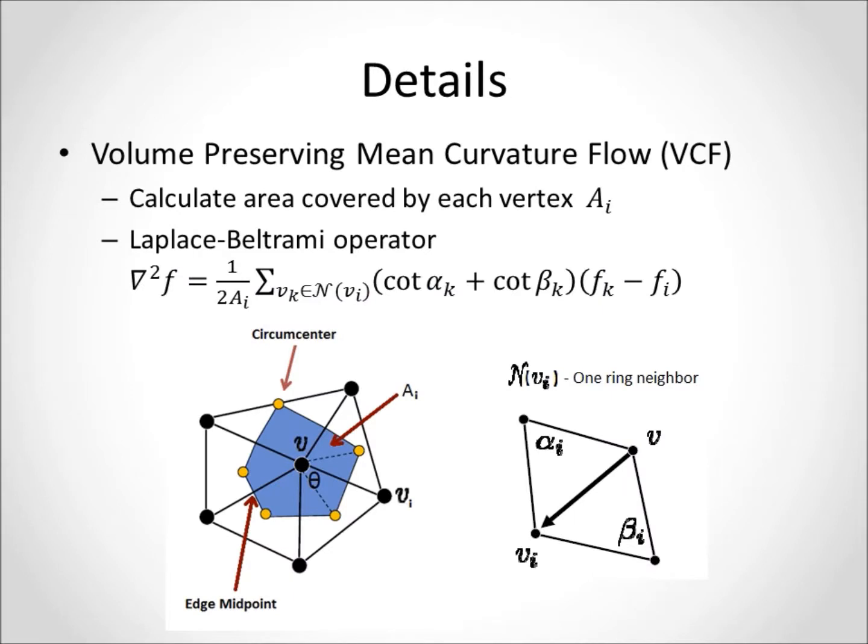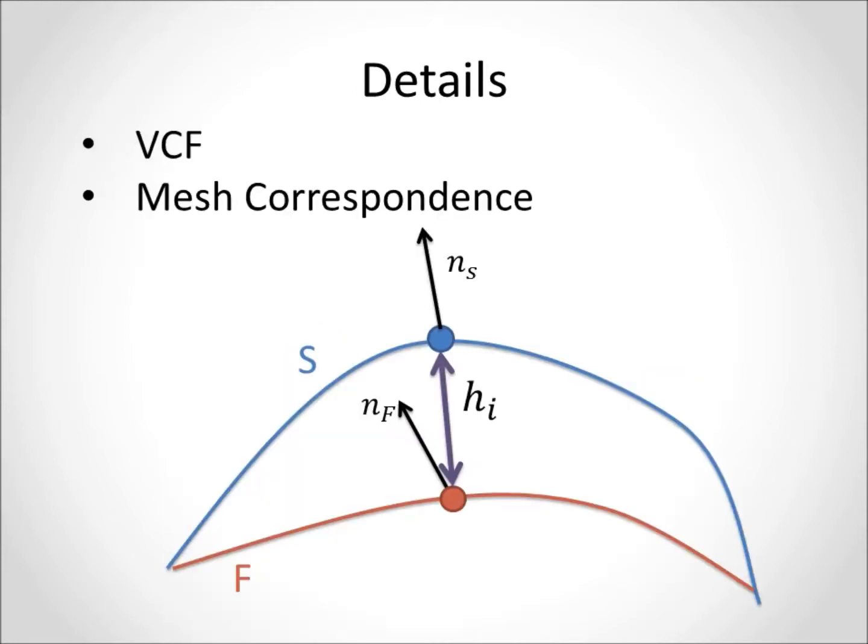We first calculate the volume preserving mean curvature flow called the VCF. This is done by first calculating the curvature using the Laplacian of the vertex positions. The Laplacian is calculated using the Laplace-Beltrami operator, which takes into account the neighbors and the area around the vertex. A smooth surface is created from the original using the curvature values.